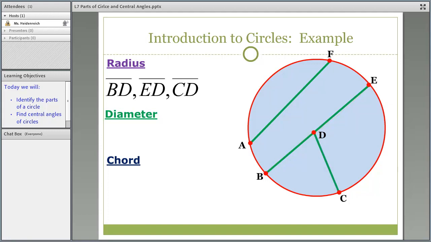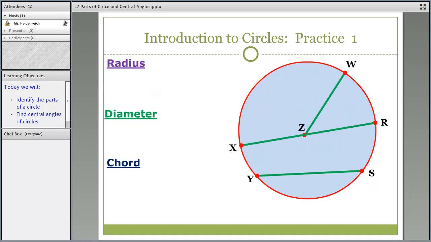Okay, so now we want a diameter, and remember a diameter goes all the way through the circle and through the center and has endpoints on the edge of the circle. So BE would be a diameter. And then a chord, remember, doesn't have to go through the center, and so a chord would be something like AF. So there's our examples for this specific circle.